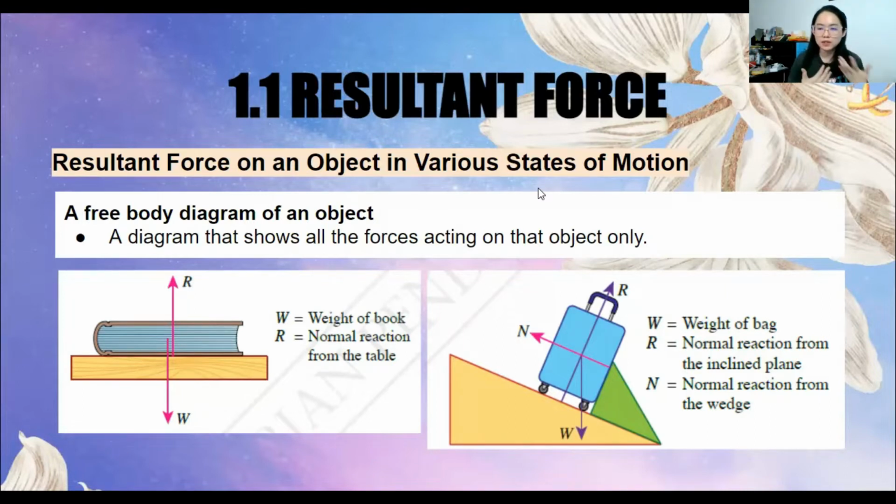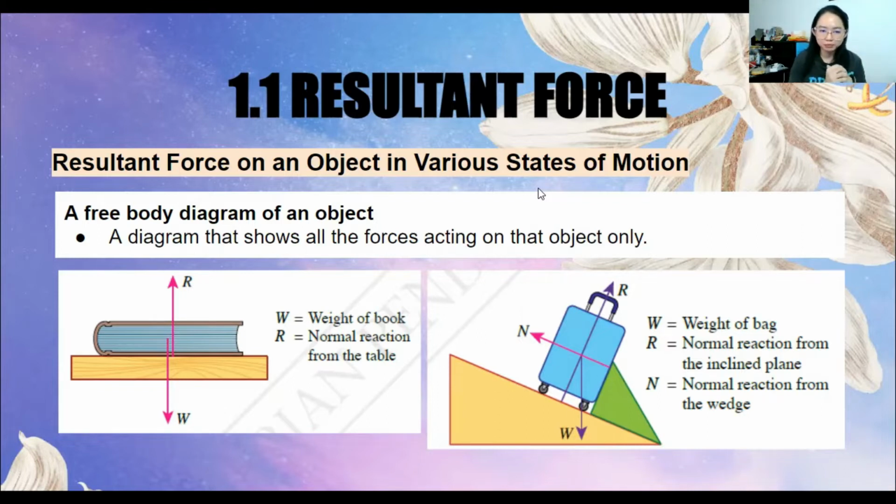First, you still have to remember what a resultant force is. I believe a lot of you can answer this. I'm going to say this again: please remember the definition of resultant force. Because if you don't understand what a resultant force is, then it is impossible for you to understand the whole idea about the free body diagram of an object.